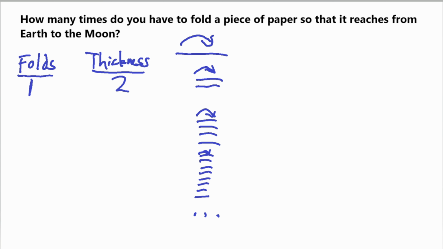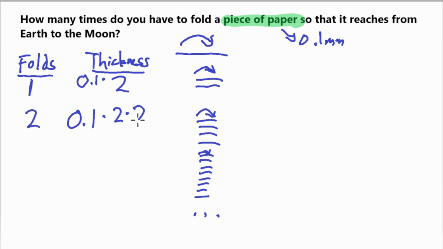And for this problem, we are going to assume that a piece of paper will have a thickness of 0.1 millimeters. Okay? So our thickness, if we fold it once, will be 2 times 0.1. If we fold it twice, our thickness would be the original thickness of the piece of paper, which is 0.1, times 2 times another 2, since we fold it in half, double it again.